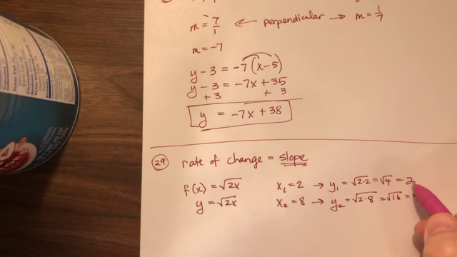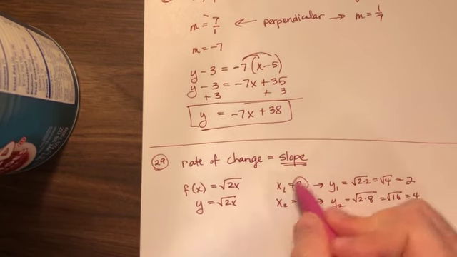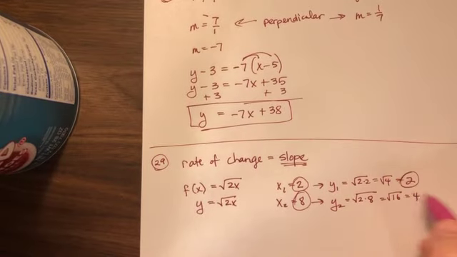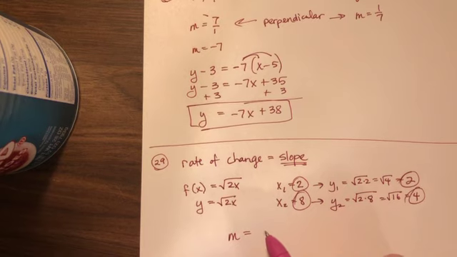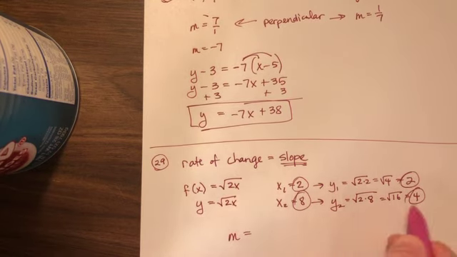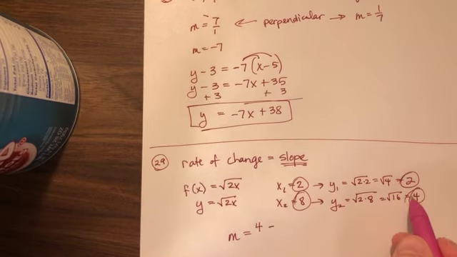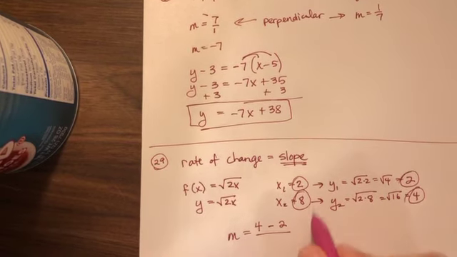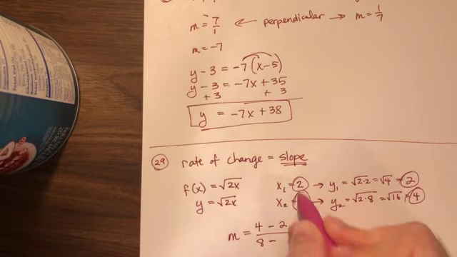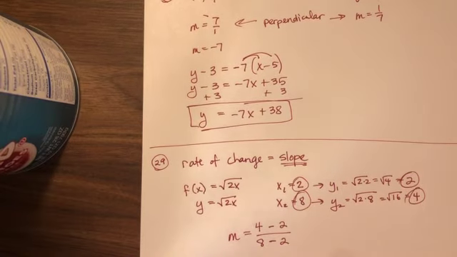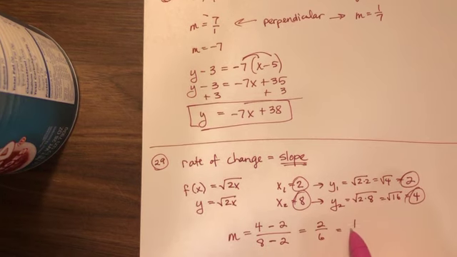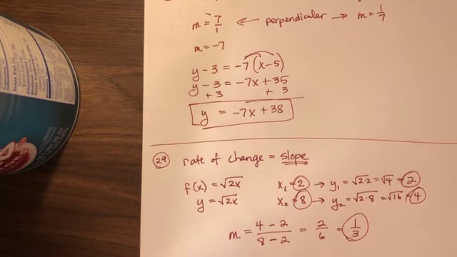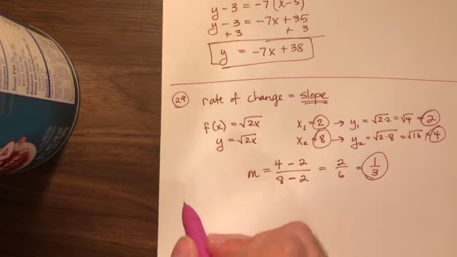2 times 8, plugging in 8, we get 16. The square root of 16 is 4. So now I have my x1, my x2, I got my y1, and I got my y2. And slope has a formula, y2 minus y1 over x2 minus x1. So we got y2, which is 4, y1, which is 2, x2, which is 8, x1, which is 2. And that means it's 2 over 6. And that reduces to 1 over 3. And that's the answer. Right?